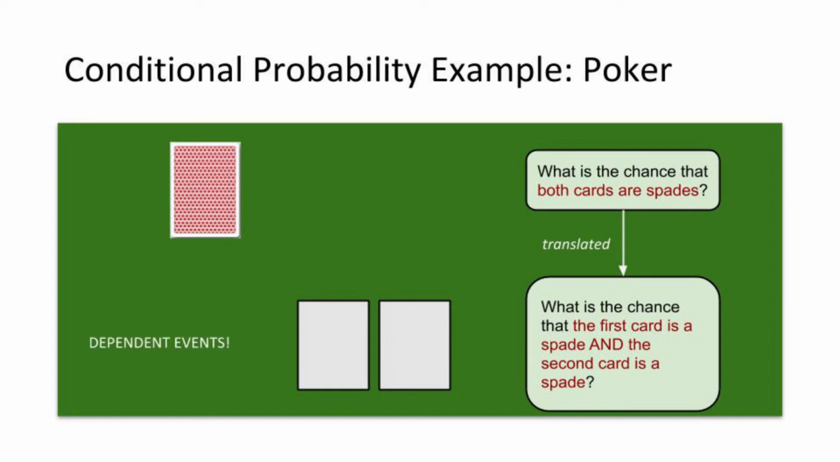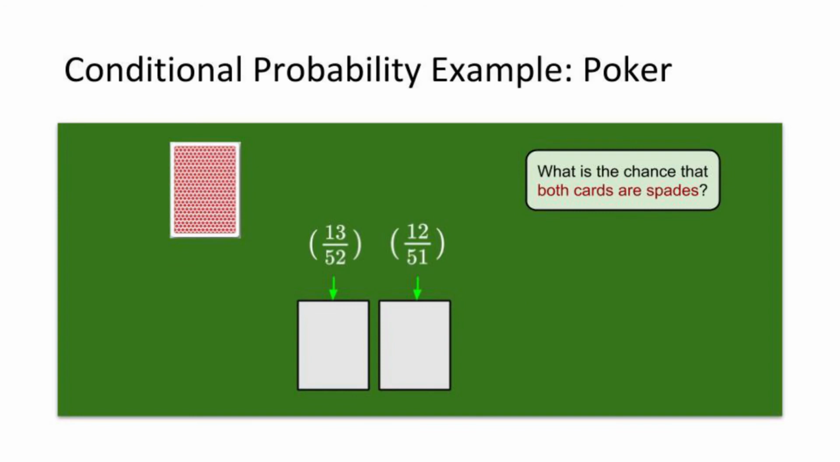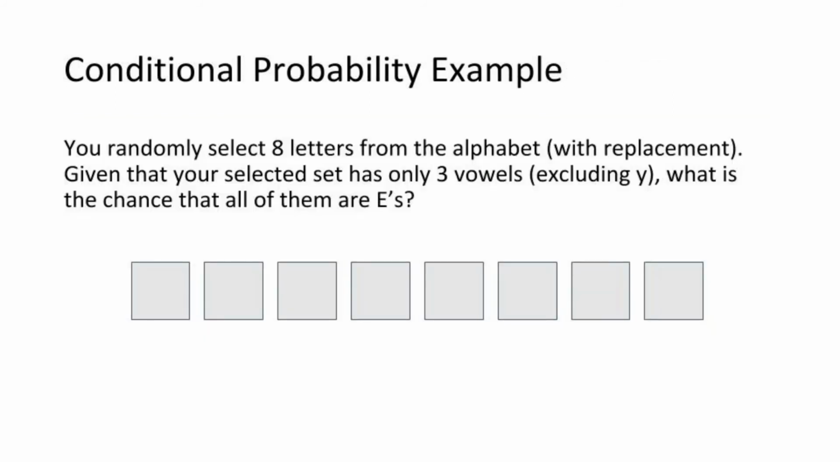After you do that, you must realize that these events are dependent. They're not independent events. Now you can clearly write out a question in English as a statement in math, and bonus points if you have extra parentheses. And then you can solve the problem. The chance of the first card being a spade is 13 over 52, and the conditional chance of the second card being a spade, given that the first card was a spade, is 12 over 51, which comes out again to 5.9%. Now let's try a slightly harder problem.